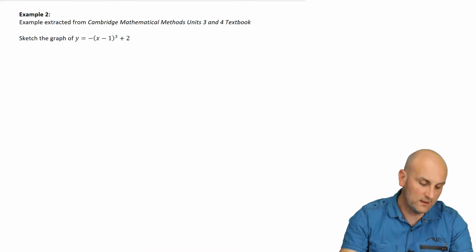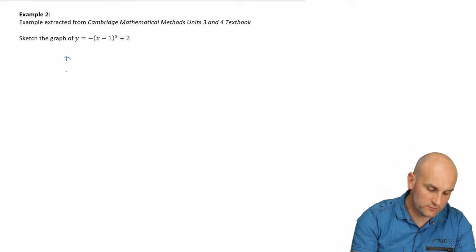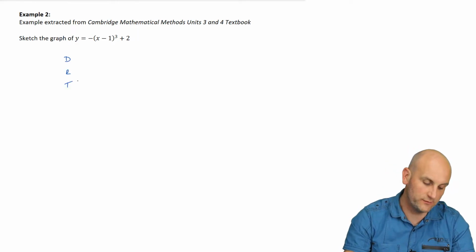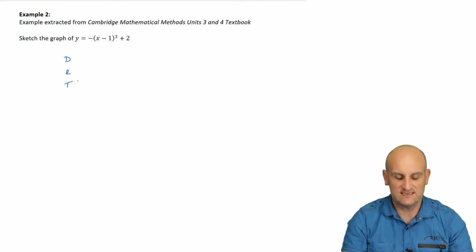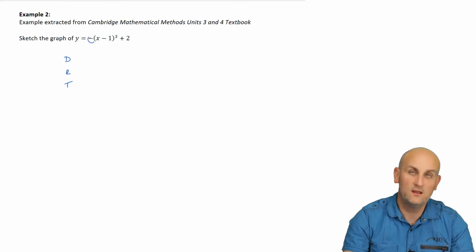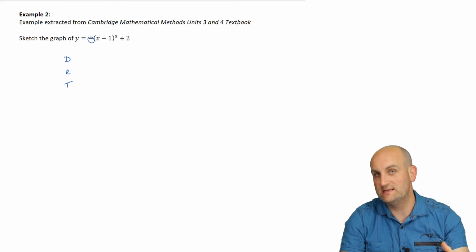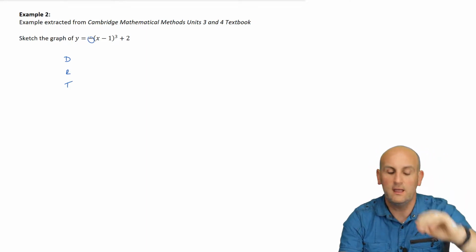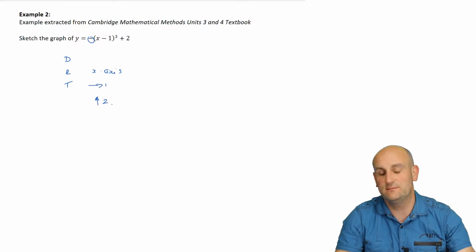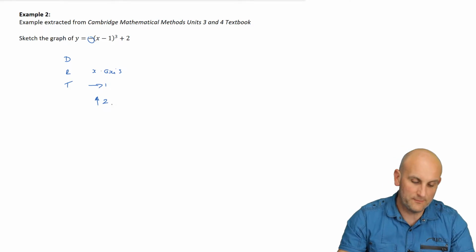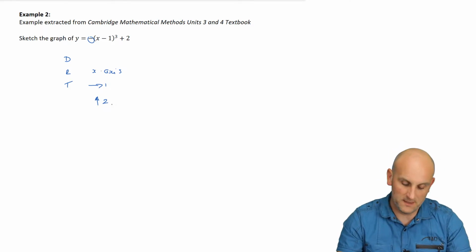What about this one here? So we have, again, dilations, reflections, and translations. So are there any dilations? No. Is there any reflection? Yes, there is. There's this reflection here. So the graph seemingly is reflected in the x-axis. There's a reflection in the x-axis. And then there is obviously a translation of minus 1. So 1 unit that way and 2 units up. Seems very, very similar to my last one. Let's see what happens when we build this up bit by bit.